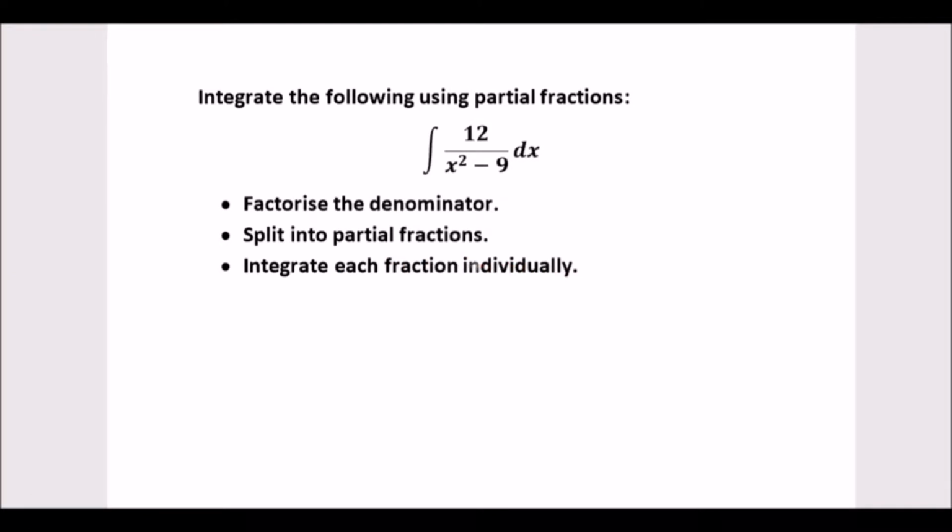Now, here we're going to integrate the following using partial fractions. So how do we do this one? Well, the key idea is to firstly factorize the denominator. So let's take one point at a time. So let's factorize this denominator.